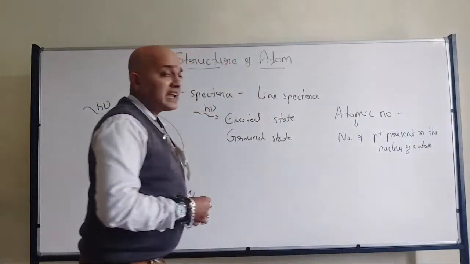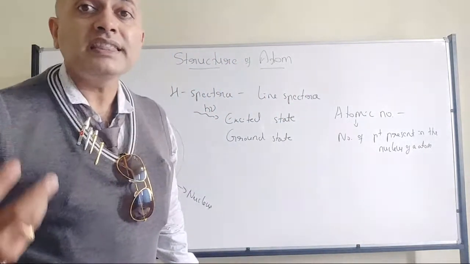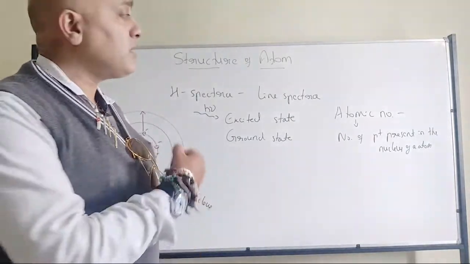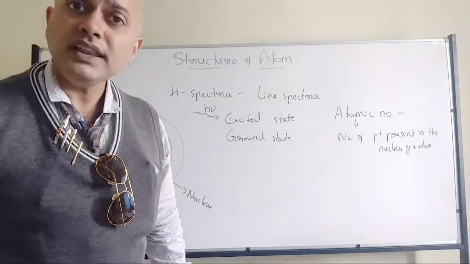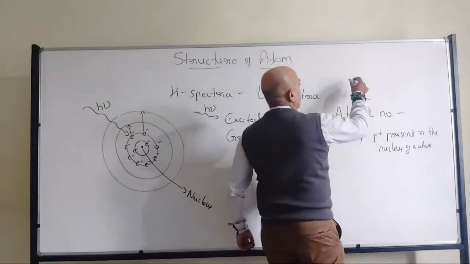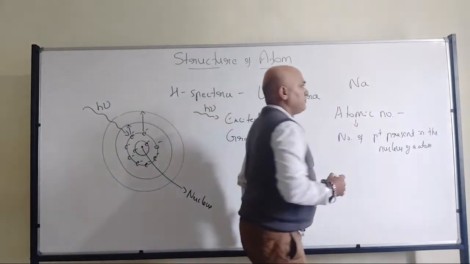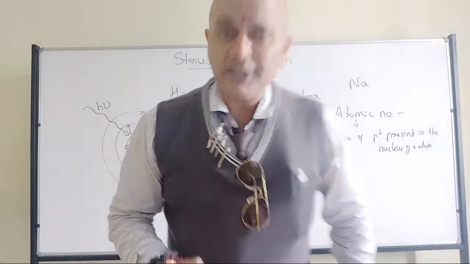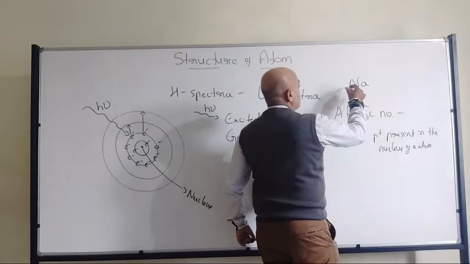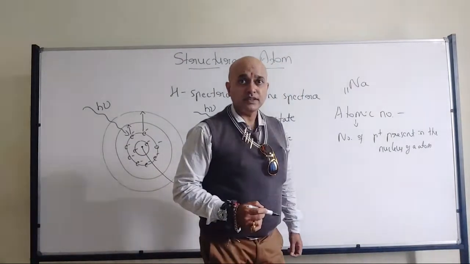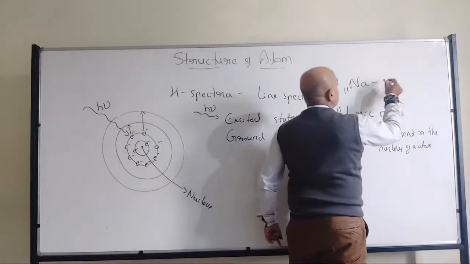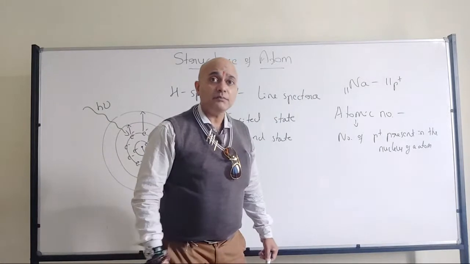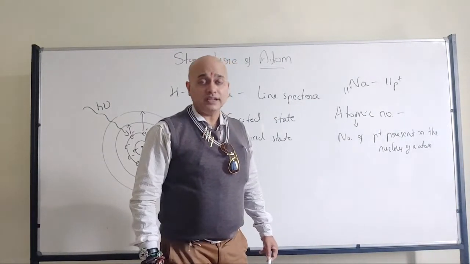Right? So that's where we can define the atomic number: the number of protons present in the nucleus of an atom. That is nothing but the atomic number. Now, yesterday I told you, if I take sodium as an atom, what is the atomic number of sodium? It is 11. That means sodium has 11 protons in its nucleus.